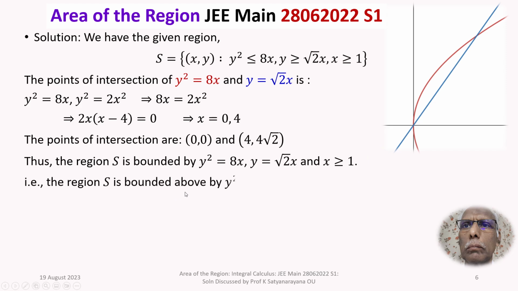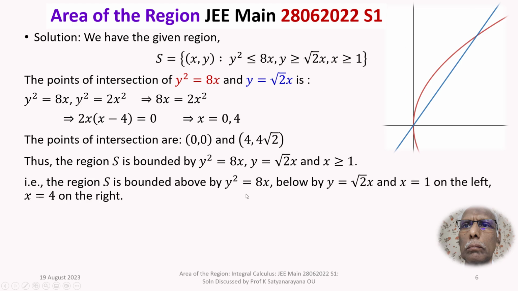That means S is bounded above by y square is equal to 8x, below by y is equal to root 2x, the straight line, and x is equal to 1 on the left. Look at the figure, and it moves to the right of this line, and when you are going, it will take x is equal to 4.